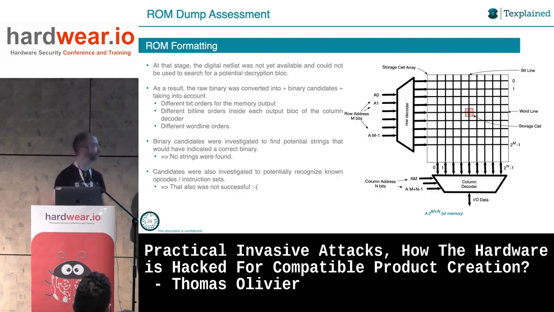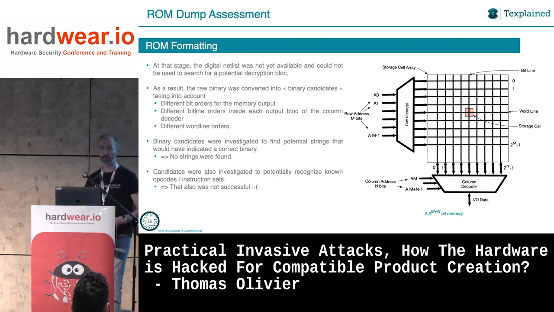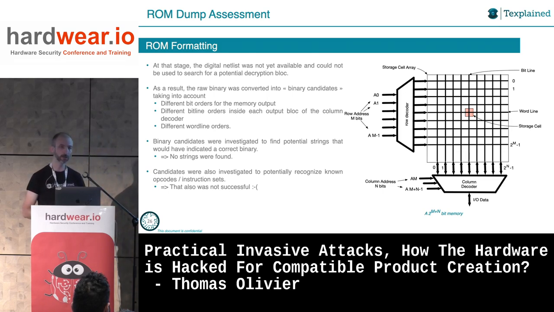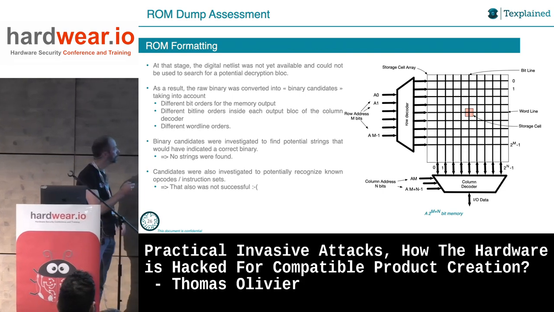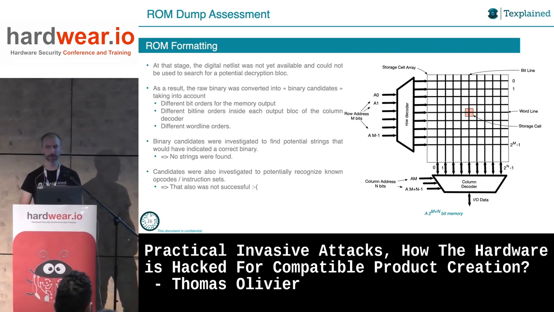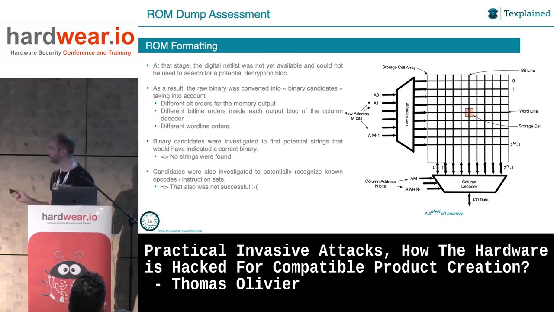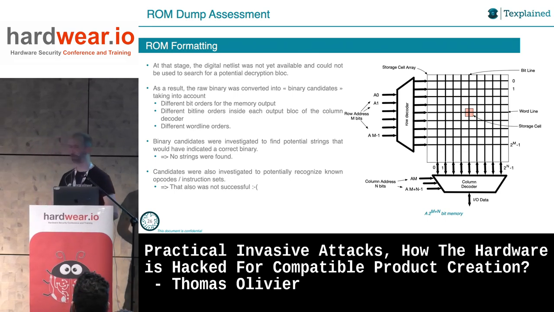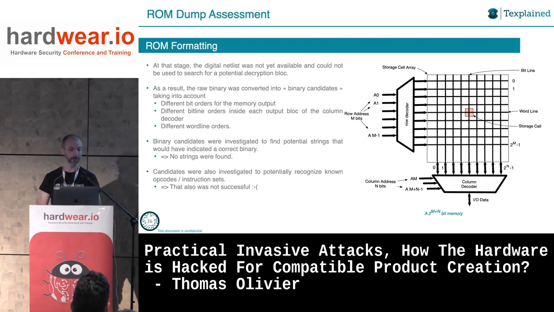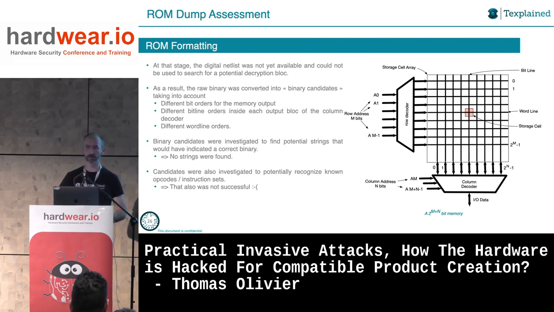We tried pretty hard. We tried different bit orders, different orders for the bit lines, the word lines, everything that can be used to scramble the ROM data. We got a few binaries that we could test, and we were looking for strings, no strings. We were looking for known opcodes, and guess what? No known opcodes either. So we are at a stage where we think that the ROM is not encrypted, but we cannot make sense of it, because of all of the scrambling and maybe some other things that we didn't see yet.